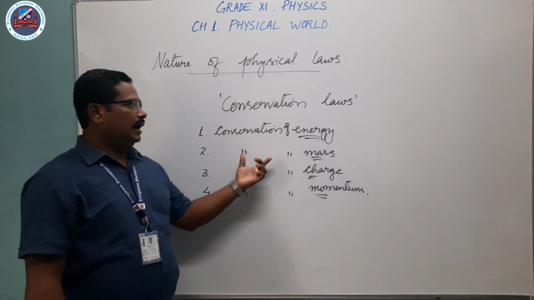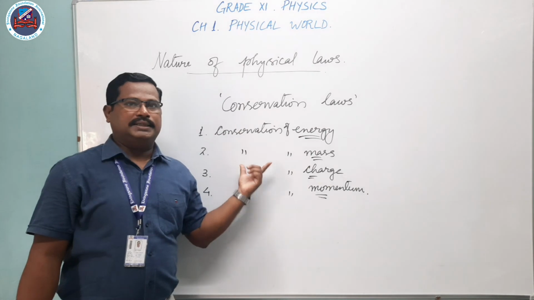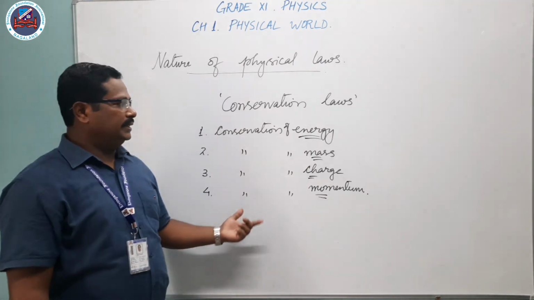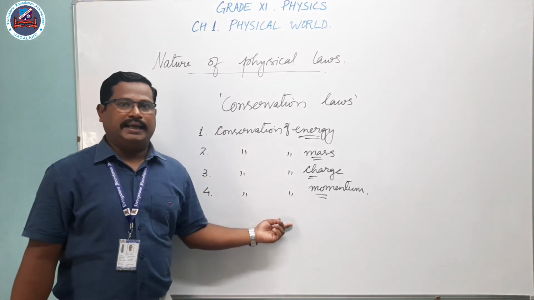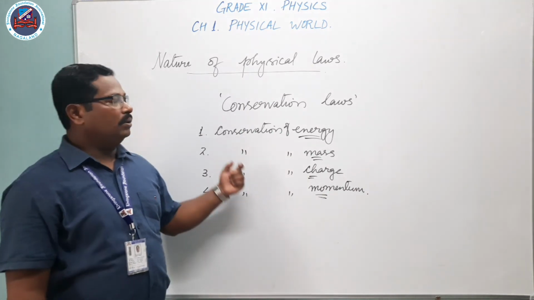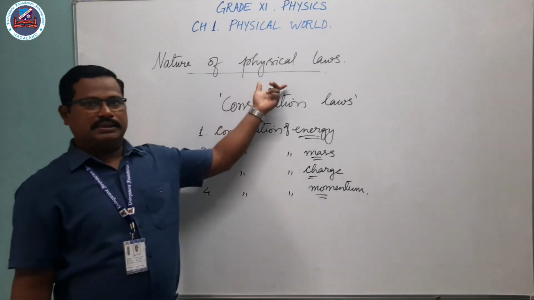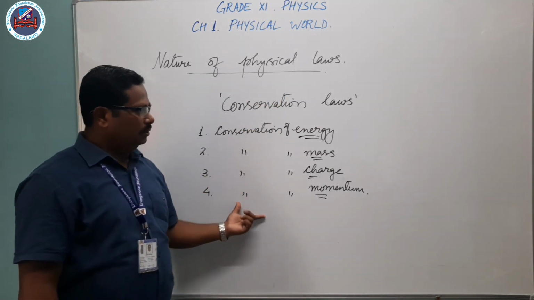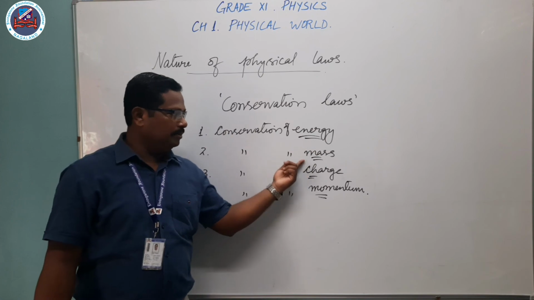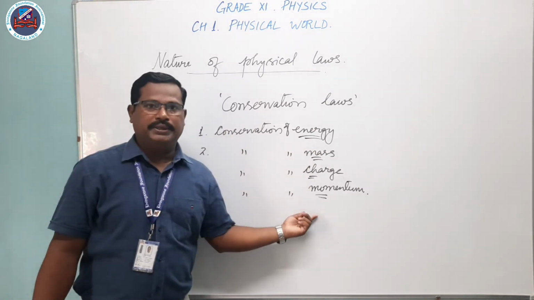These are hypotheses. They cannot be proved. They can be either verified or disproved with experiments. So all the laws that you get in physics are based on these four conservation laws, about energy, mass, charge and momentum.